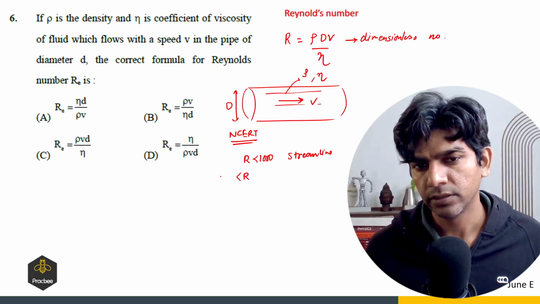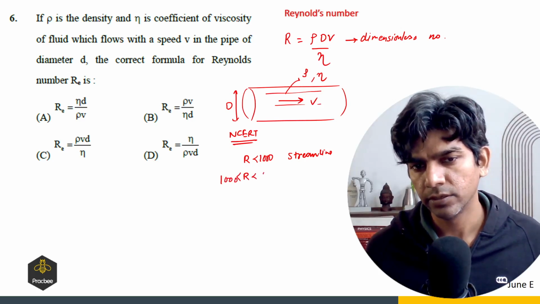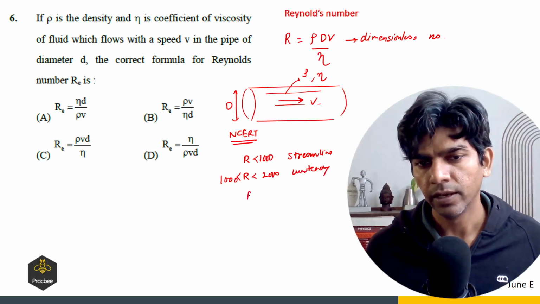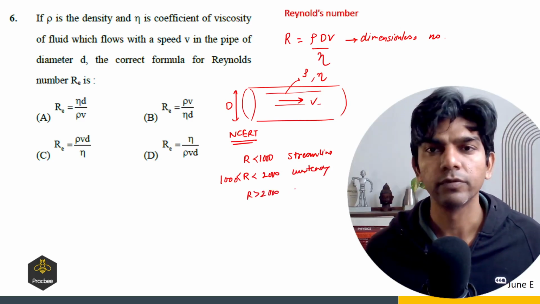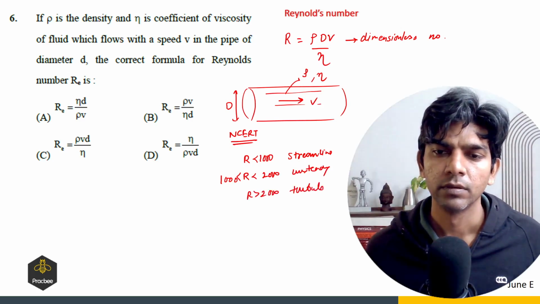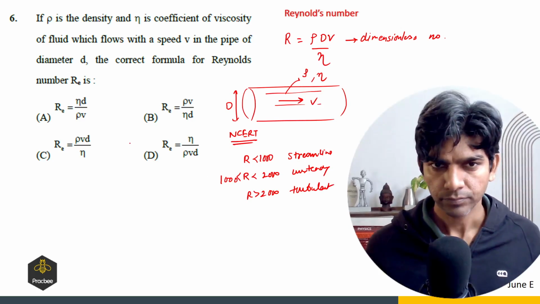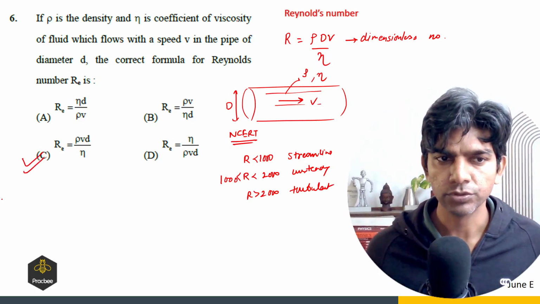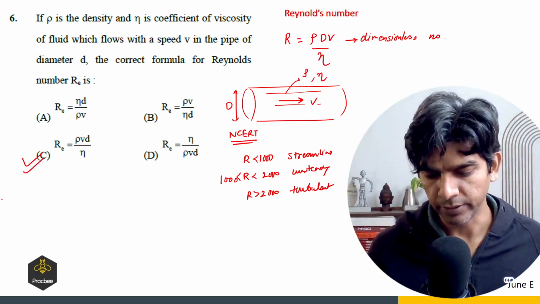If R is greater than 1000 and less than 2000, it will be unsteady. When R is greater than 2000, then it will be turbulent, right? So that you have to remember. So the answer of this question will be rho Vd by eta.